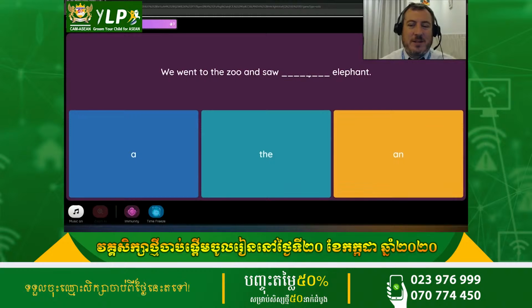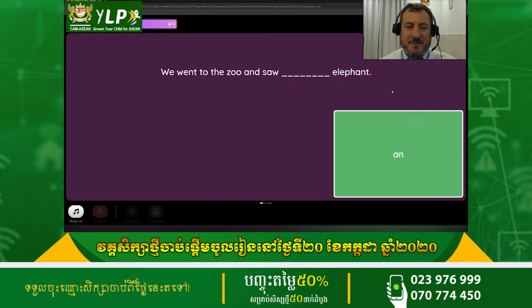We went to the zoo and saw... Do we know which elephant? Which elephant did we see? We don't know, so it must be one of many elephants. So it must be "a" or "an." Elephant begins with a vowel, so it's "an."